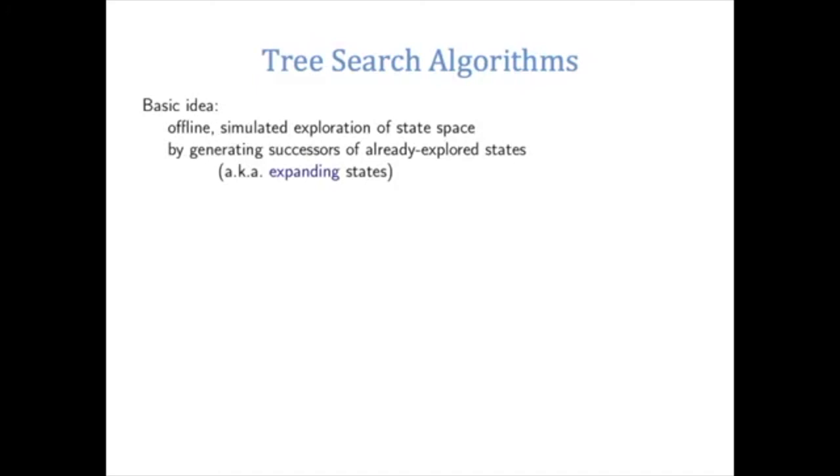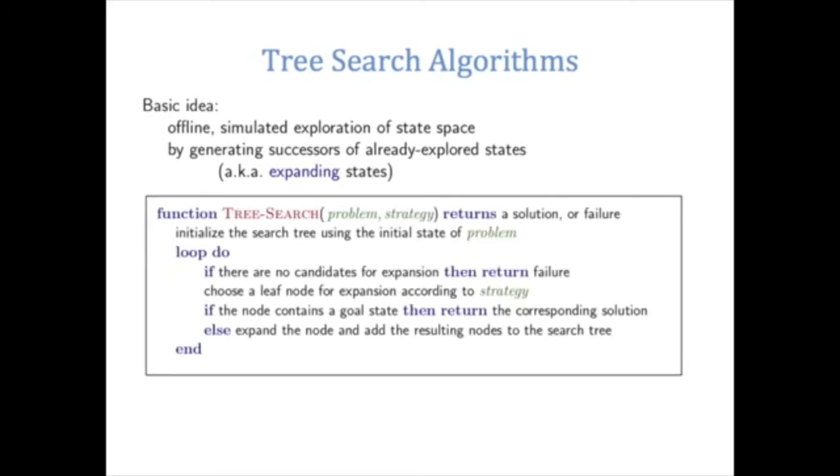So it basically will keep expanding the states and examining the states until we know that we've gotten to a solution node, the goal node. So more formally, tree search takes a problem and a strategy and returns either a solution, which is going to be a sequence of actions, or a failure.